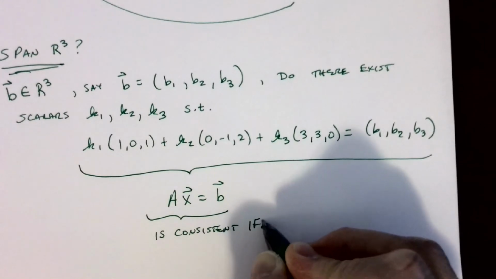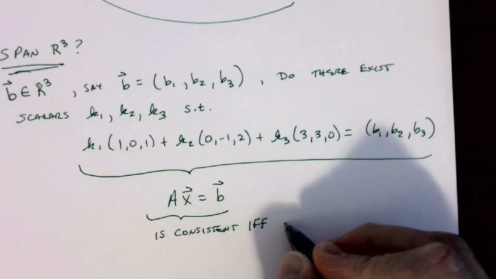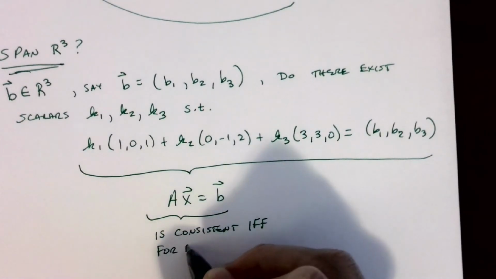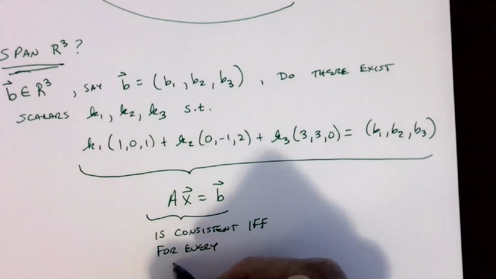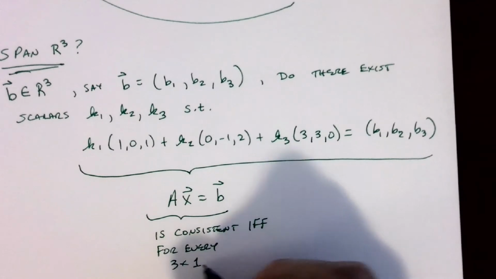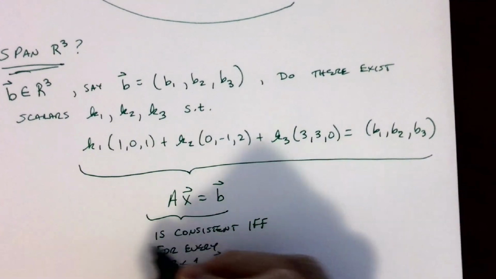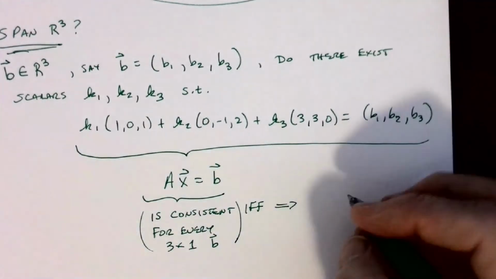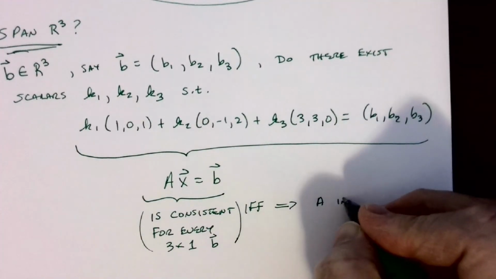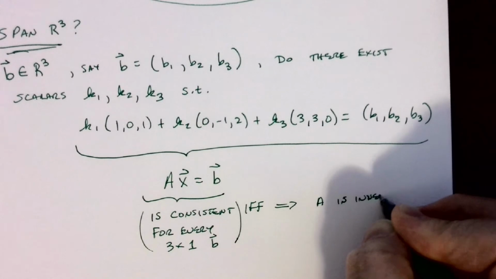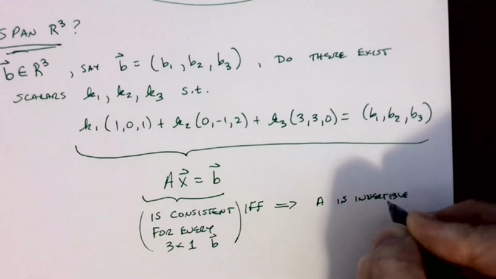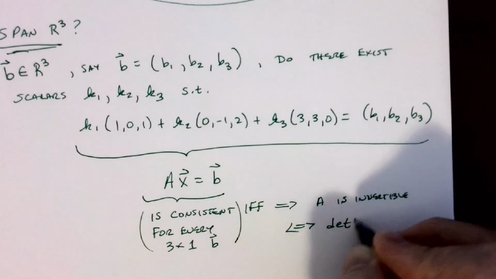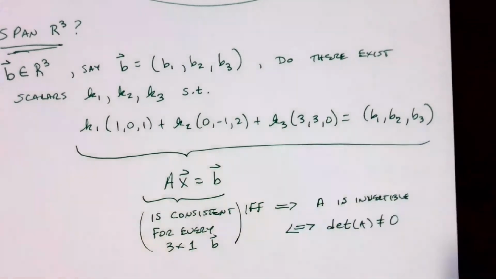If and only if, let's say, the system is consistent for every 3 by 1 matrix B. Right? All that. If and only if what? If and only if A is invertible. Which is true if and only if what? The determinant of A is not equal to 0.